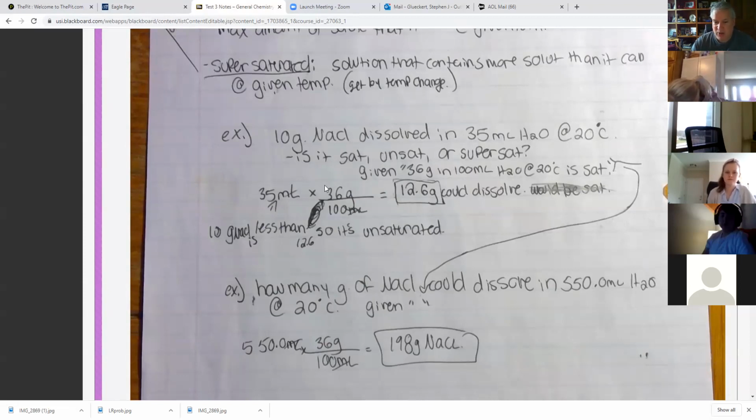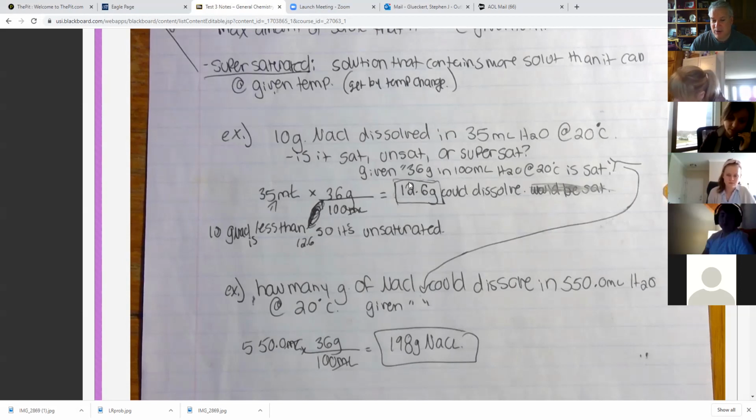So you can use that ratio as a conversion factor. If 36 grams can be dissolved for every 100 milliliters, 35 milliliters is going to be able to hold what? You can multiply that by a conversion factor. The other way to set this up is as a ratio: 36 over 100 equals X over 35. It doesn't matter how you do it. Mathematically, you get 12.6 grams.